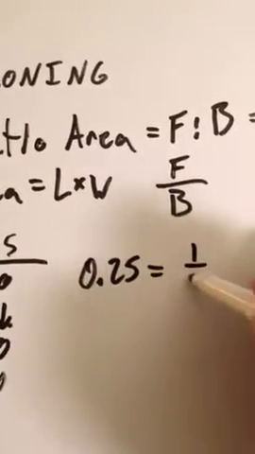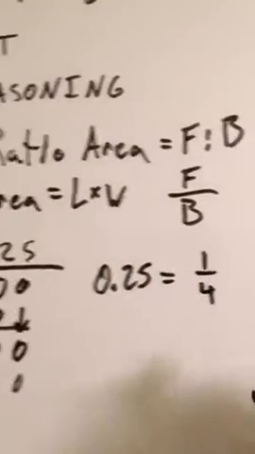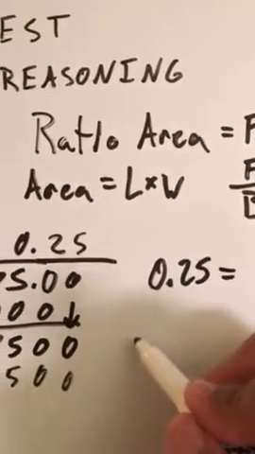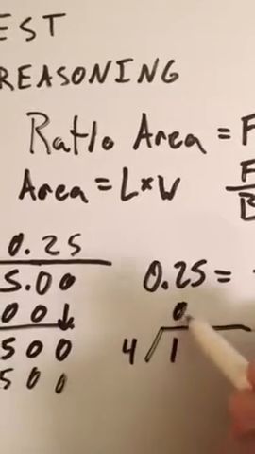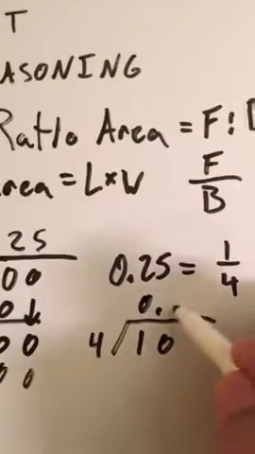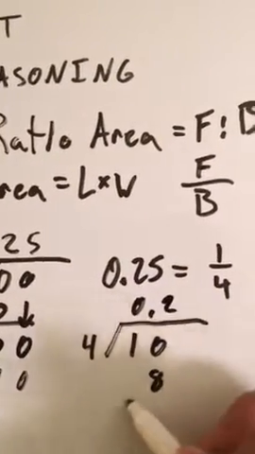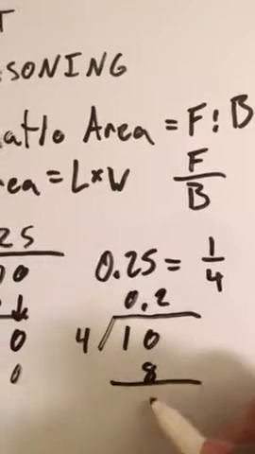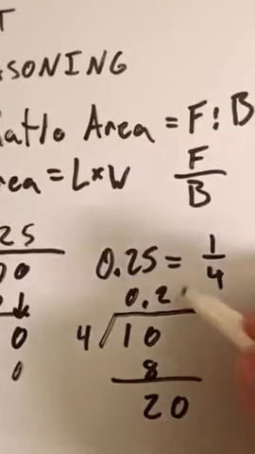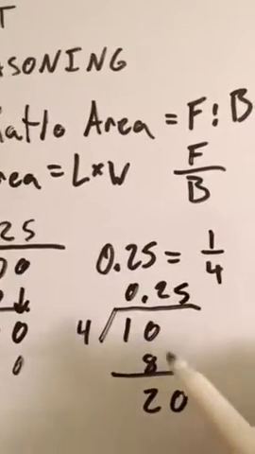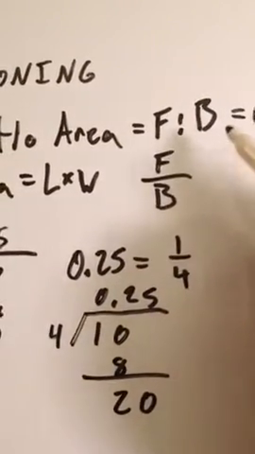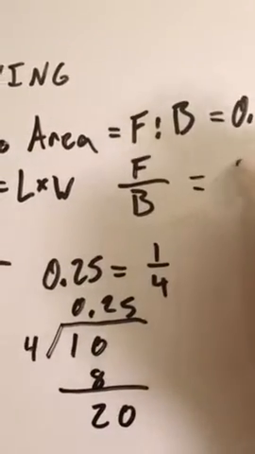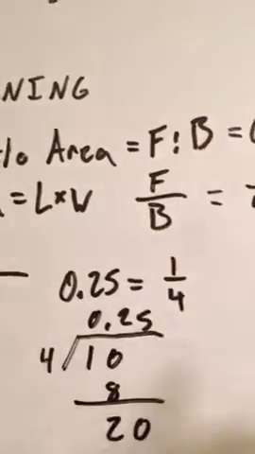equals 1 over 4. And if you want to prove that, 4 goes into 1 0 times. 4 goes into 10 twice, and that's 8. Then we have 2. 4 goes into 20 five times. So 0.25 equals 1 over 4. So the ratio of the front yard to the backyard is actually 1 over 4.